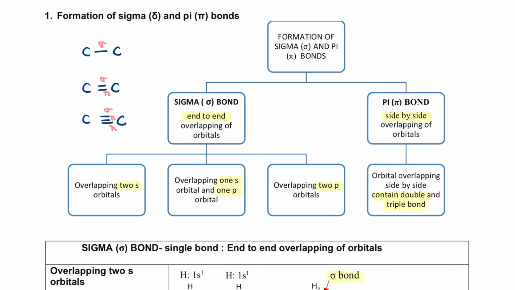But for pi bond, the overlapping is side by side and it is found in double and triple bonds. If you still remember, pi bond only exists in double bond and triple bond. For carbon single bond, itu adalah sigma bond sahaja. And for double bond, dia ada sigma, dia ada pi. Untuk triple bond pula, dia ada satu sigma and the rest adalah pi.